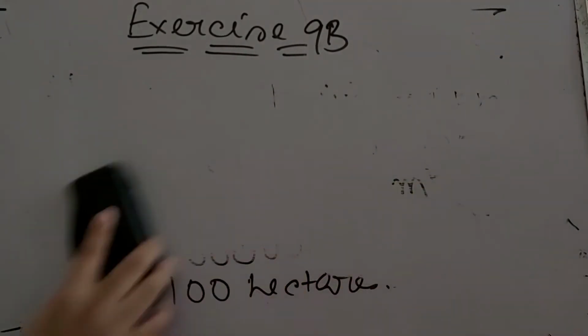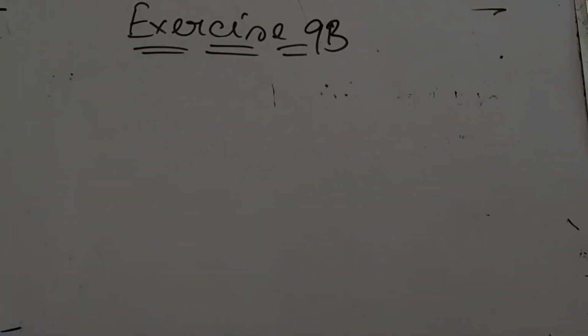Now number 12. Number 12 says, a magazine measuring 16 centimeter by 12 centimeter contains 48 sheets. So a magazine contains 48 sheets and the measurement of every sheet is 16 centimeter by 12 centimeter. Find the number of square centimeters of paper used in the magazine.